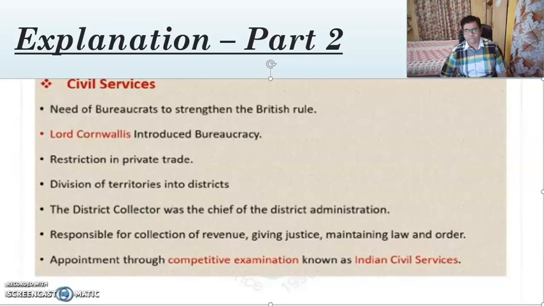The Civil Services examination is a national level competitive examination in India and one of the toughest examinations. These are conducted by UPSC, Union Public Service Commission, for the recruitment of IAS, IFS and IPS officers. IAS, IFS and IPS are the 3 branches of civil services.